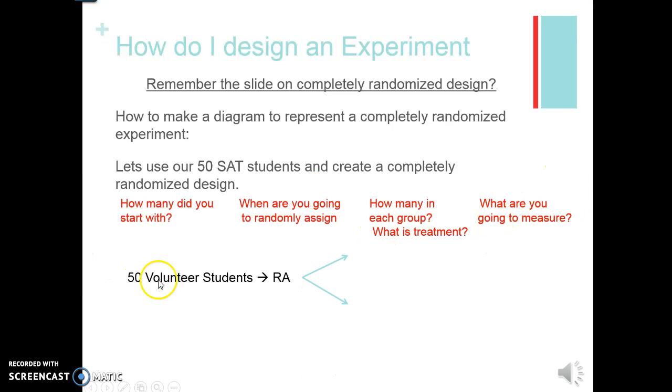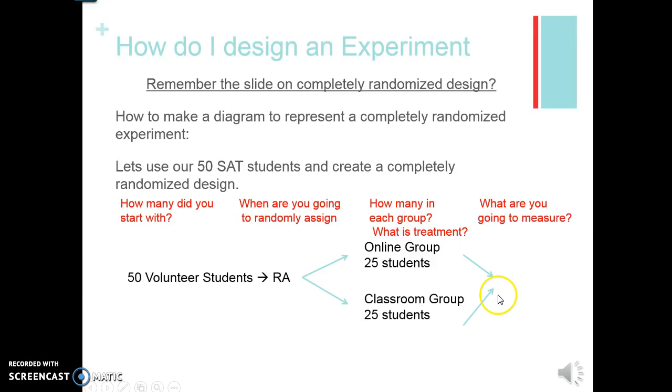So notice right here, we said how many we started with, 50 volunteers. Now, this RA is short for random assignment. We're randomly assigning them to two different groups. The two groups are the online group and the classroom group. Notice how I have the number of students within each group. Your goal is to make these about the same size. And then these arrows at the end mean at the end, we're going to measure and compare SAT scores. So we're going to compare the SAT scores of the online group to the classroom group.